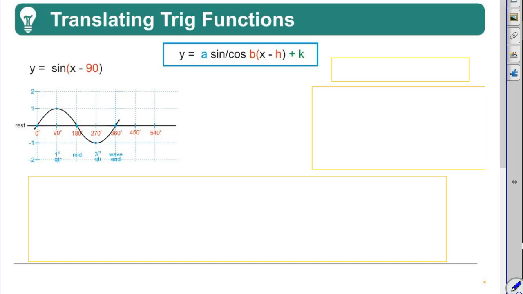Okay, this is the quick review for Algebra 2, and it's translating trig functions. I'm going to try to do it quick. There's a lot here. All right, remember, the multiplier of the function is the amplitude.